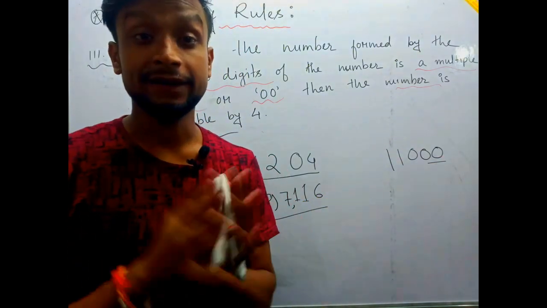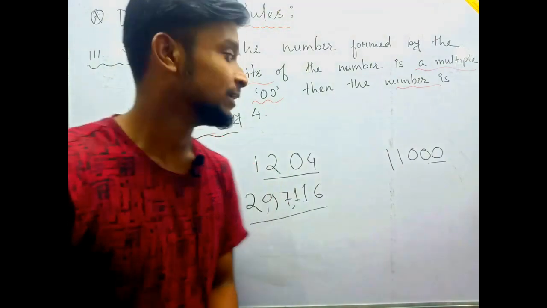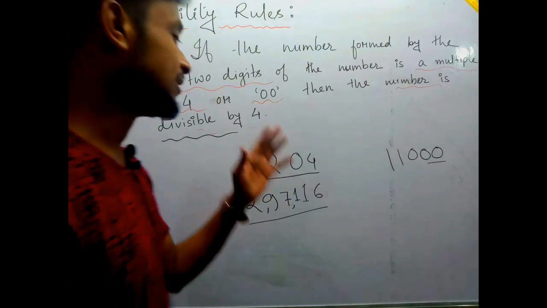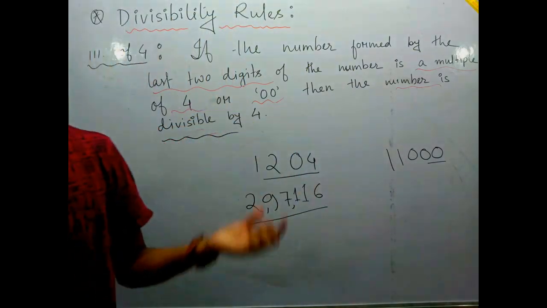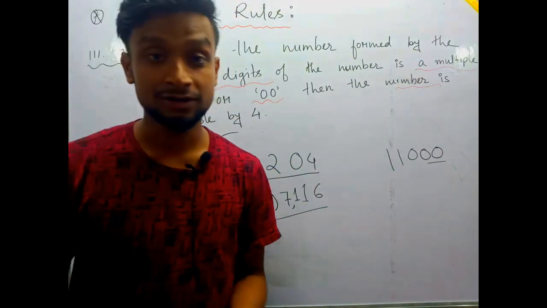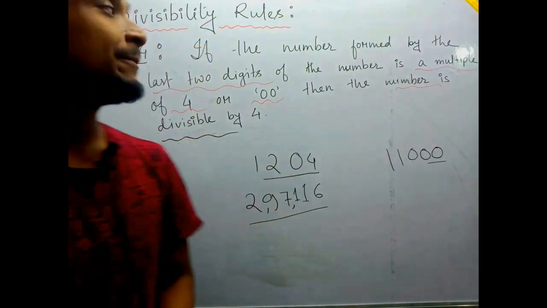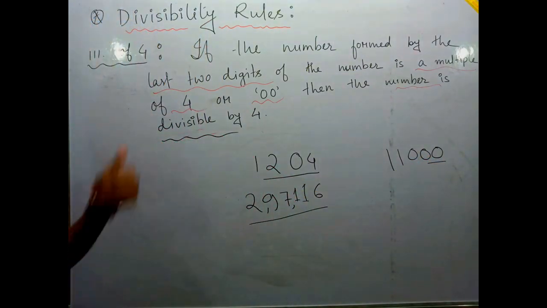It will divide by 4 exactly. Clear? So this is the divisibility rule of 4, which is a very simple one. You just need to check the last 2 digits, whether they are a multiple of 4 or not. If they are a multiple of 4 or 0 0, then the number will be divisible by 4.